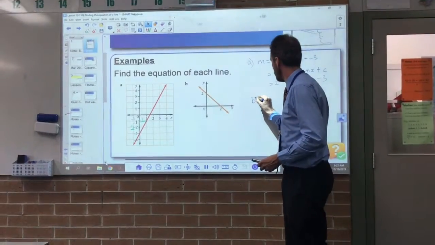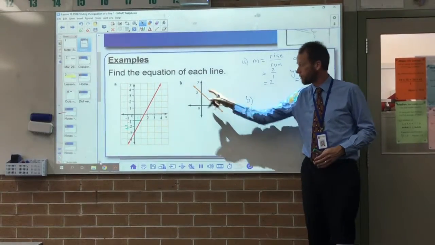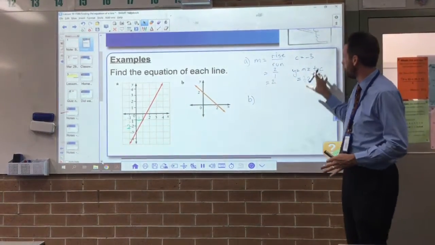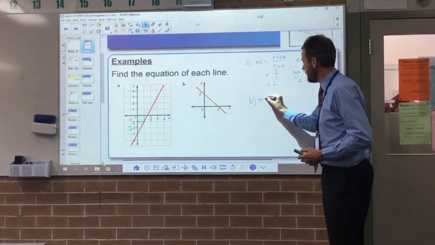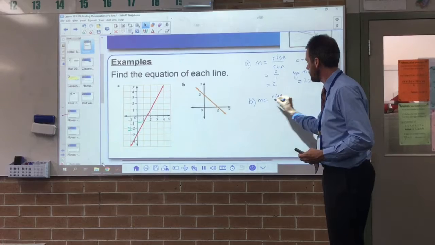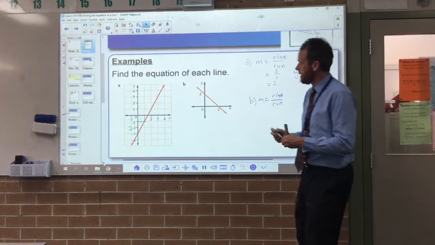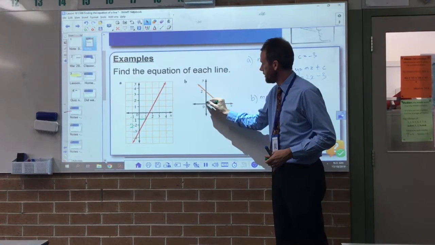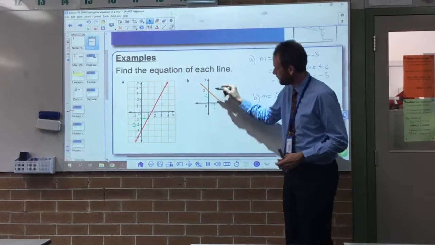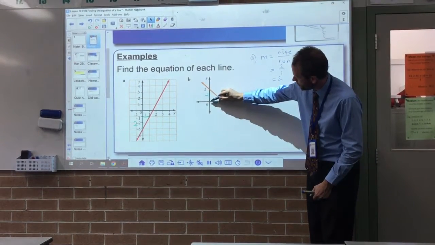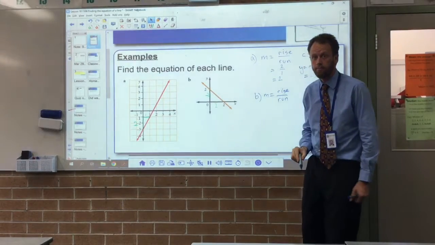So same with B though. Let's have a look at B. I want you to notice straight away it's negative. This is a negative slope. So our number in front of the x is going to be negative. Let's have a look. Again, our gradient, rise over run. Let's have a look down over here. My rise is actually a negative, so it's negative 2. My run happens to be 2. Hopefully you can see that. It's going down 2, it's going across 2, because this is cutting each time at 2.